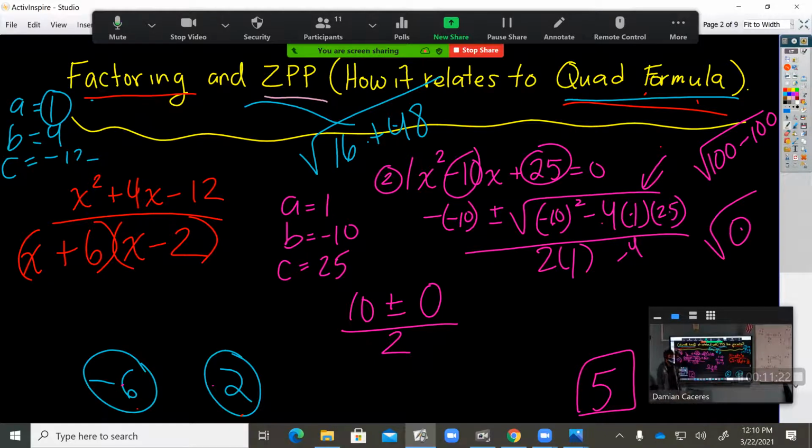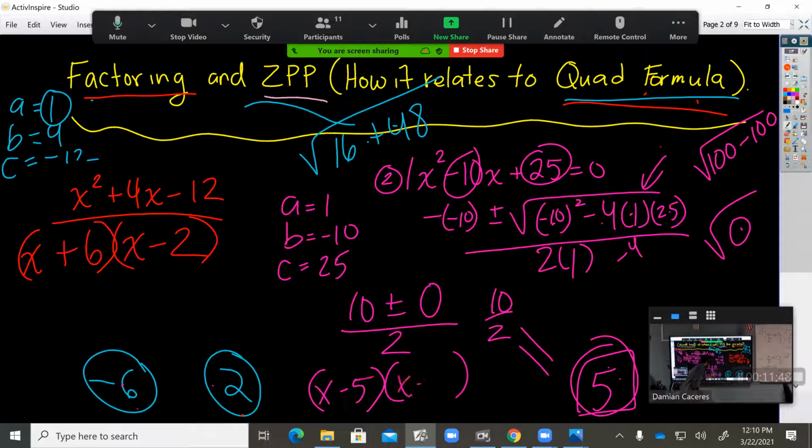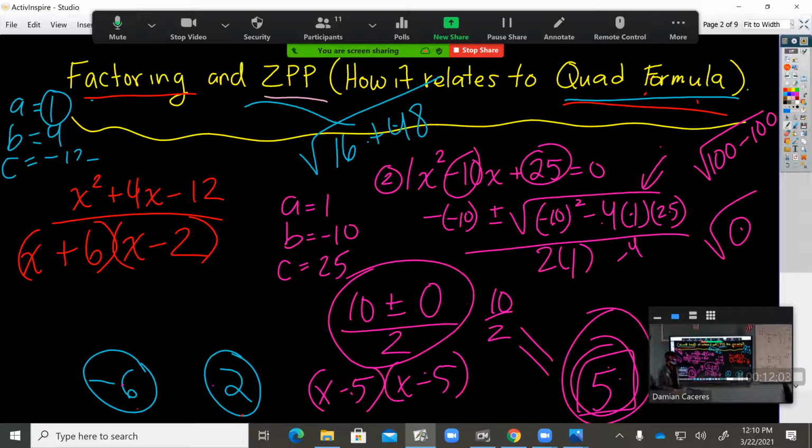What's 10 plus 0? 10. What's 10 minus 0? 10. So it's going to give you the same answer both times. 10 divided by 2 equals 5. You with me? If you factor and you get one solution, if you use the quadratic formula and you get one solution, that means both factors have the same numbers in them. Change the sign, x minus 5, x minus 5. Those would be the factors for a one solution of positive 5. Because it's the same concept. This will give you positive 5, this will give you positive 5. Same thing up here. Both gave you positive 5.